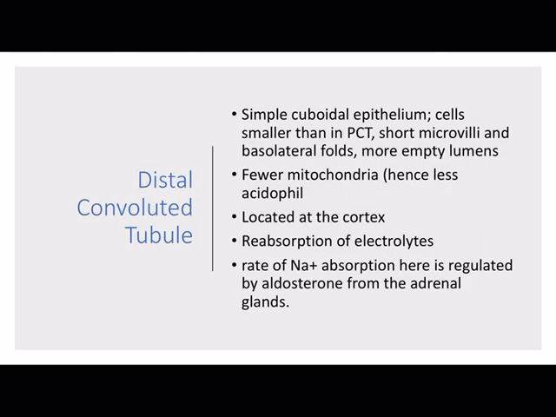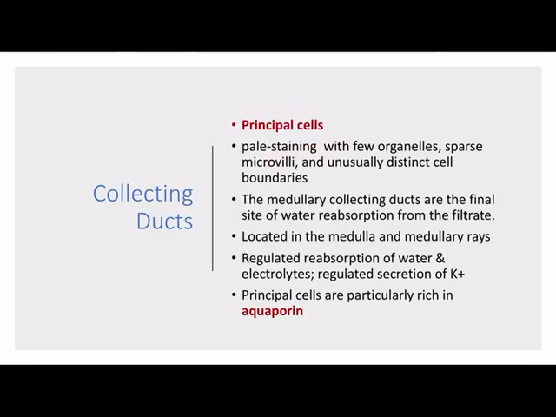You have now your distal convoluted tubules. They are simple cuboidal epithelium cells, smaller than your proximal convoluted tubule. They have short microvilli and basolateral folds and more empty lumens. So they have fewer mitochondria. Located at the cortex also, they perform reabsorption of electrolytes. The rate of sodium reabsorption here is regulated by your aldosterone from the adrenal glands.